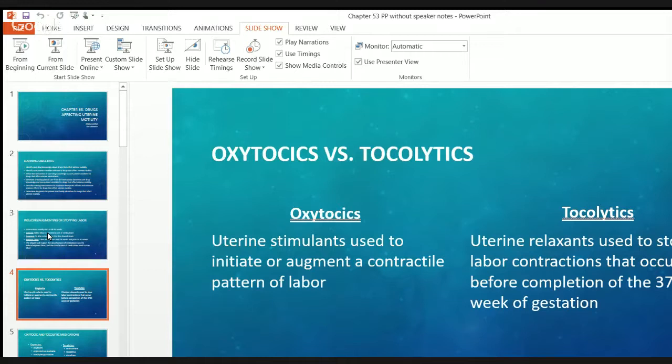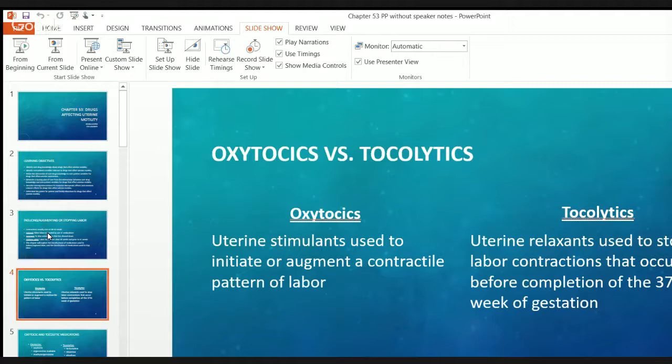Again, what we're going to be looking at in this chapter is a classification of medications called oxytocics versus tocolytics. Oxytocics are medications that stimulate the uterus. You can see they're used to initiate or augment a contraction pattern of labor. And then on the complete opposite side, we have tocolytics. We see that tocolytics are used as uterine relaxants.